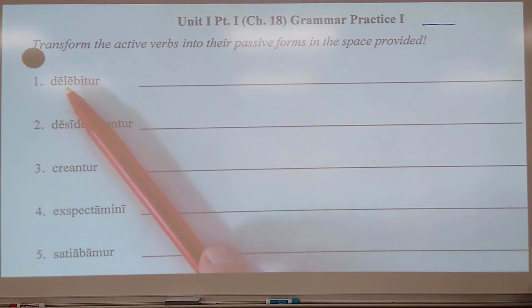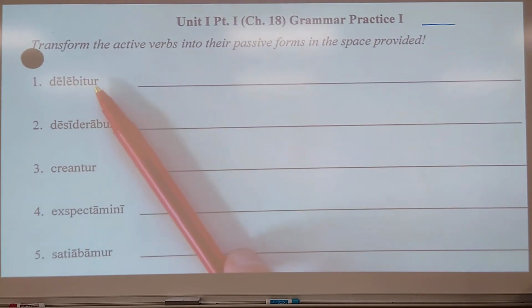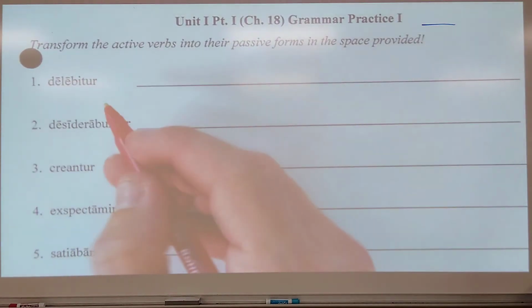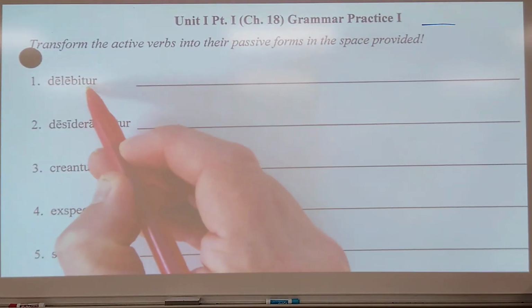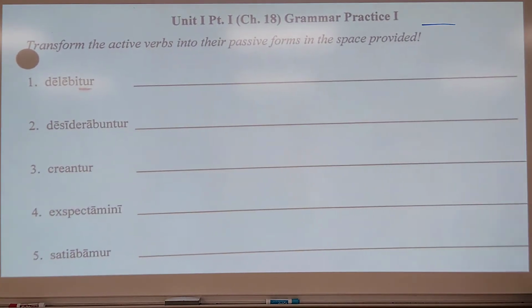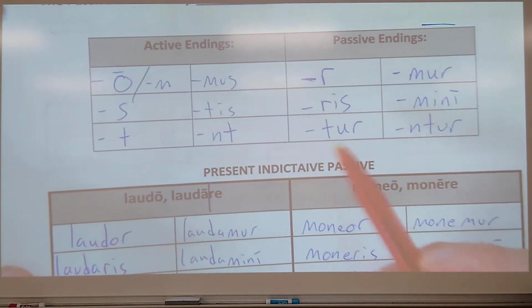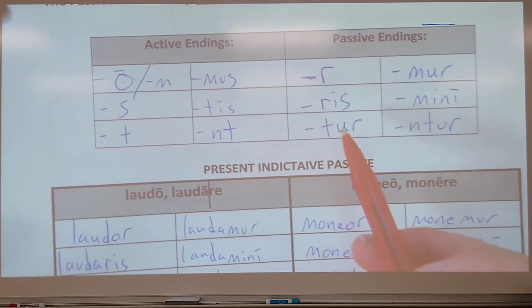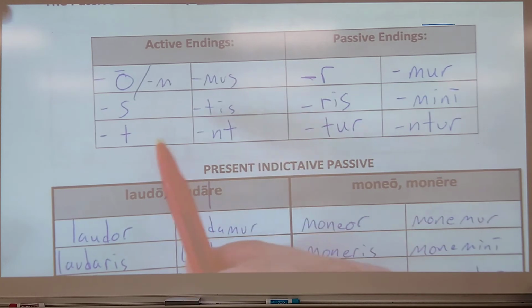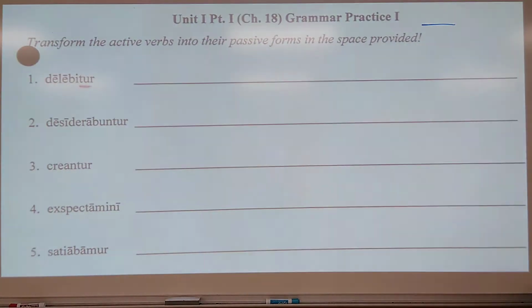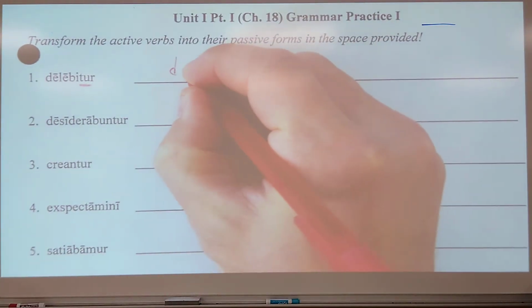For number one, we have the word delebitur. After you review your new endings, alarm bells should be going off here. You notice that it ends in tur. So this is, as we see here, aris, tur. So it's third person singular, passive. We're going to make it active. To go from here to here, you really just get rid of the ur. So we'll rewrite our word active.